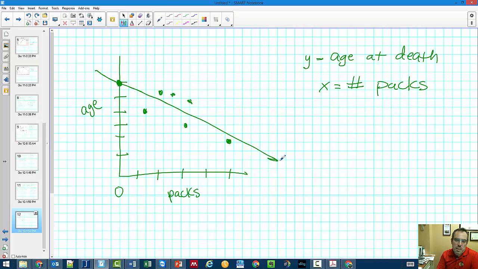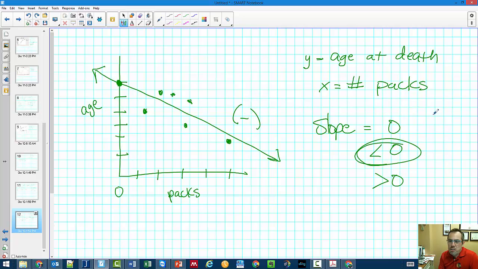Hopefully you're recognizing that, according to the way this is talked about, we're going to have a line that looks this way. I don't know exactly what the slope of this line is, but they're asking basically, is the slope going to be 0? Is it going to be less than 0? Or greater than 0? This is a negative slope, so it's going to be less than 0. In this case, it's going to be choice B.